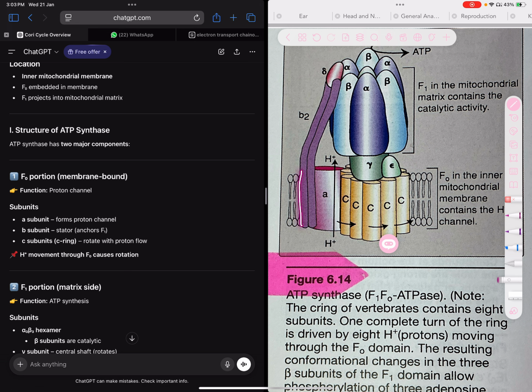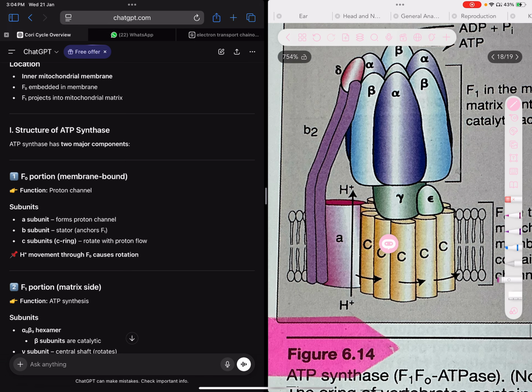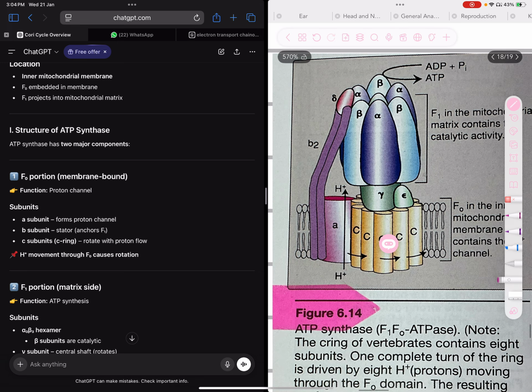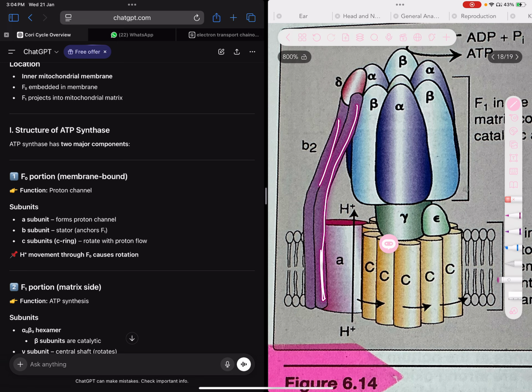Then you'll have the beta subunit. This beta subunit acts like a stator. What is a stator? It's something that anchors. So it provides an anchor and it anchors the F1 domain. So you can see the F0 domain is trying to anchor the F1 domain and keeping it intact. So this is done by the beta subunits.